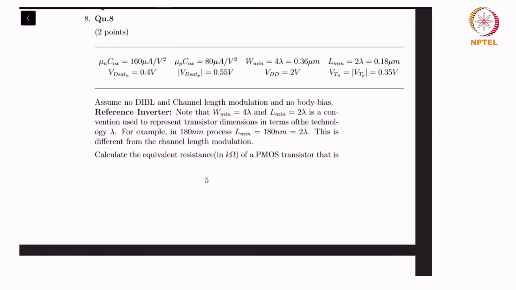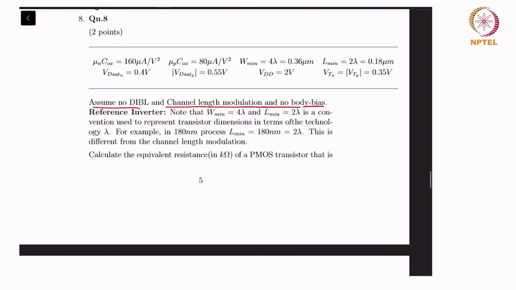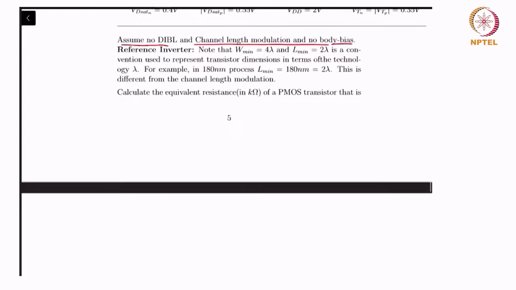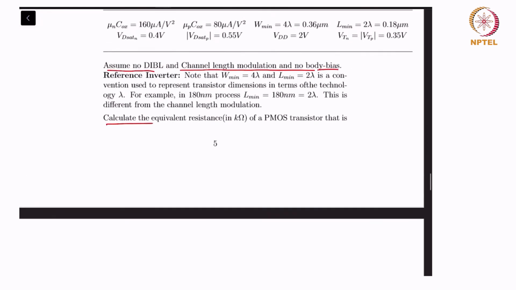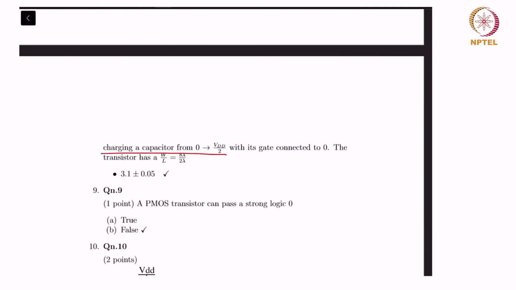So question 8 onwards, we are asked to assume that there is no DIBL and no channel length modulation and no body bias. That is, VB is either 0 or VDD based on NMOS or PMOS, equal to the source, which is tied to the supply value. There's no VSB, right? And we are asked to find the equivalent resistance in kilo ohm of a PMOS transistor that is charging a capacitor from 0 to VDD by 2 with its gate connected to 0.